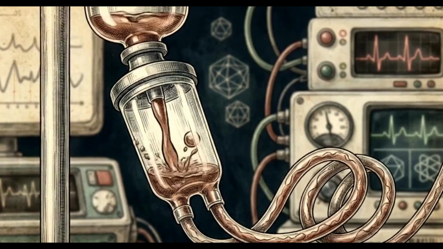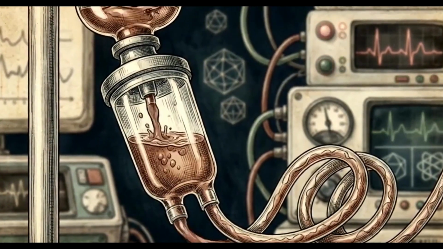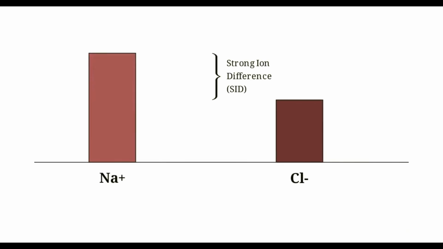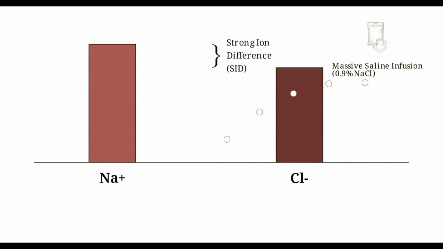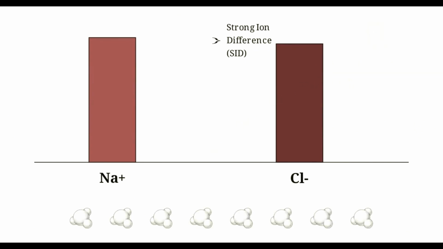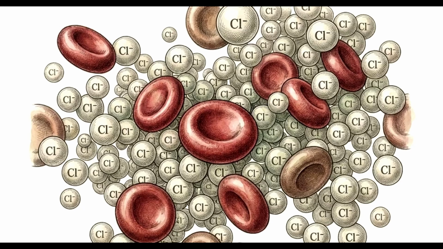We can apply Stewart's model to a universal intensive care scenario, treating shock with massive fluid resuscitation using 0.9% normal saline. Normal saline contains equal parts sodium and chloride. A massive saline infusion introduces a disproportionate chloride load, which mathematically forces a rapid reduction in the strong ion difference. To maintain strict electroneutrality, water molecules dissociate, releasing a proportional increase in free hydrogen ions. This physicochemical reaction creates a severe hyperchloremic acidosis.